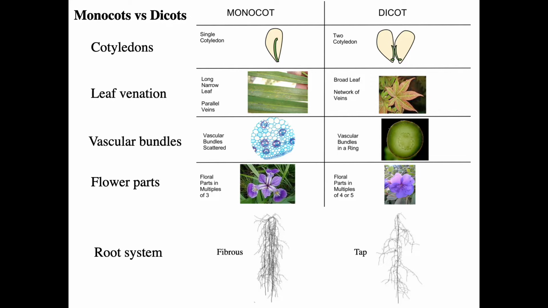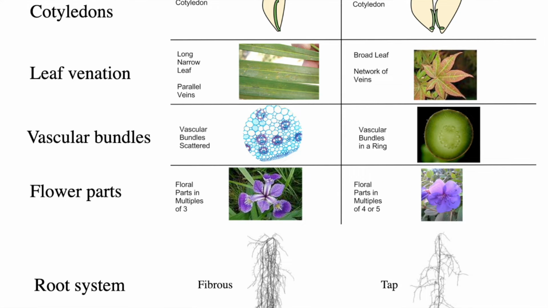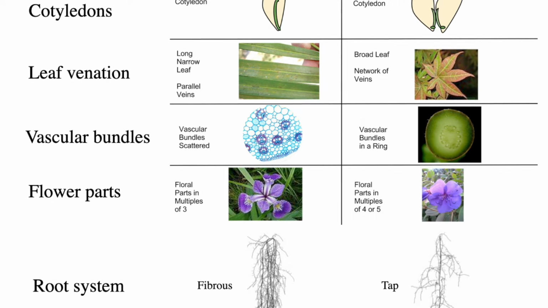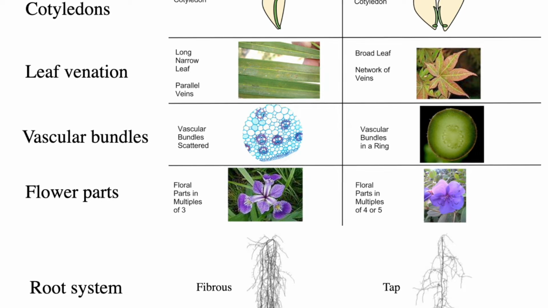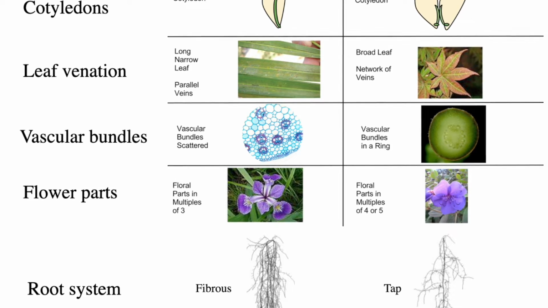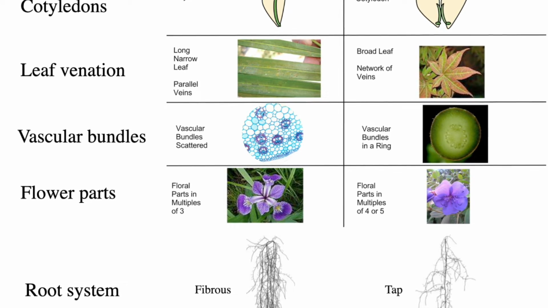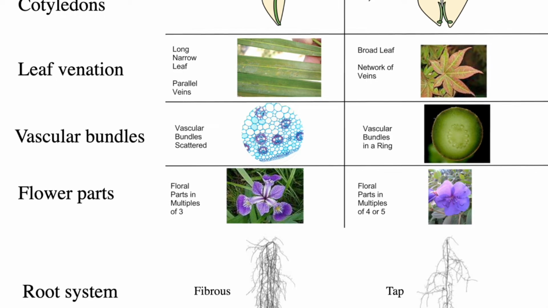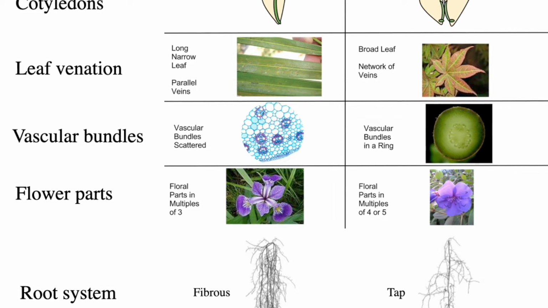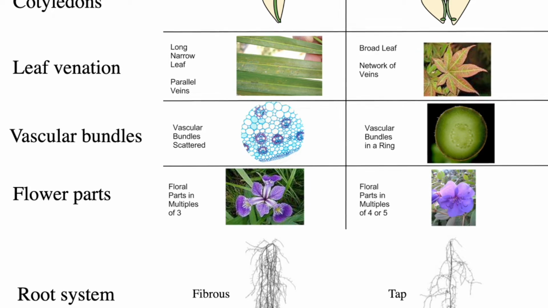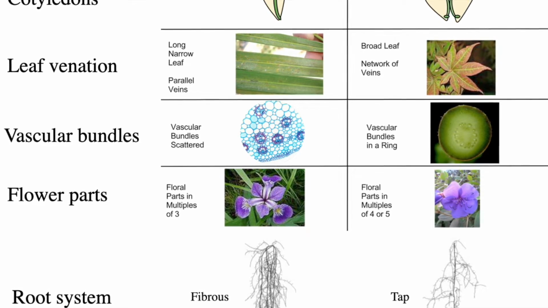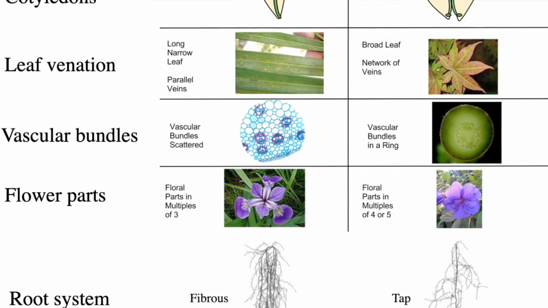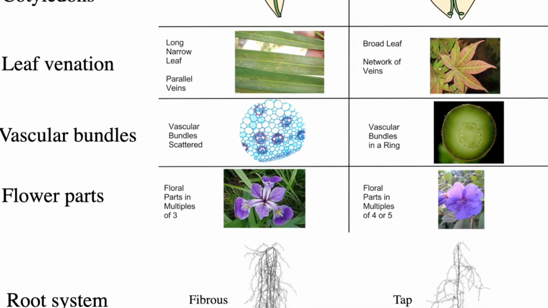Now, they can be distinguished in other physical morphological characteristics as well. One of those is that the monocots, which are largely composed mostly of grasses, but there are other plants such as palm trees, which are also monocots, have a different form of leaf venation. That is, they have long, narrow leaves with parallel veins running down the length of the leaf. In dicots, they typically have a broad leaf with a network of veins as seen in the image here.